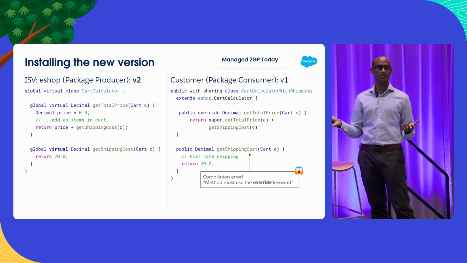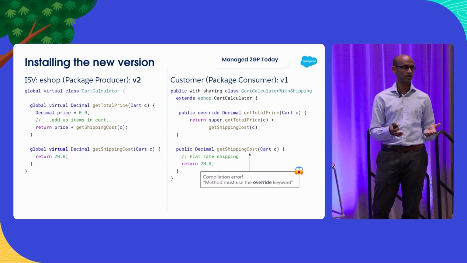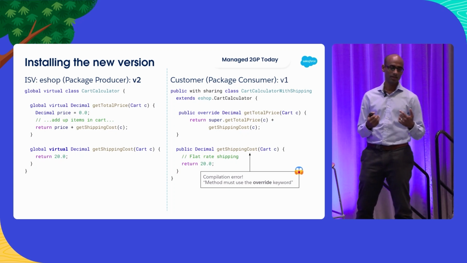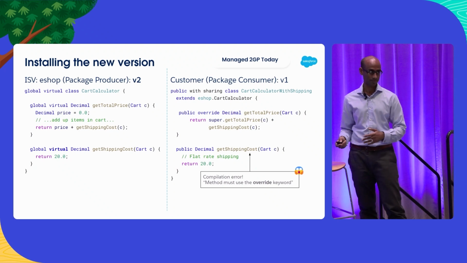Now, how do we usually solve this problem? We solve this problem, for example, when you integrate with the Salesforce API. We ask you to specify an API version. And what we promise when you do that, as Salesforce, is that we will maintain the shape of the API and the behavior of the API.